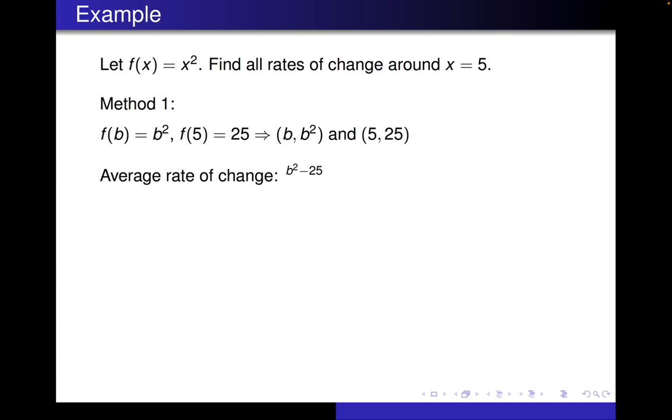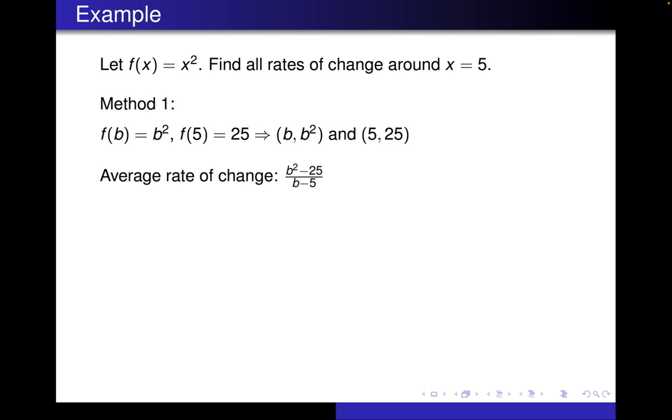We subtract the outputs, we subtract the inputs, and there we have our expression. And actually, there's nothing inherently wrong with that expression, but one of the nice things we can do with this expression is we can simplify it a little bit. It's kind of hard to see, but if you look at the top, the numerator, we can take that b squared minus 25 and factor it.